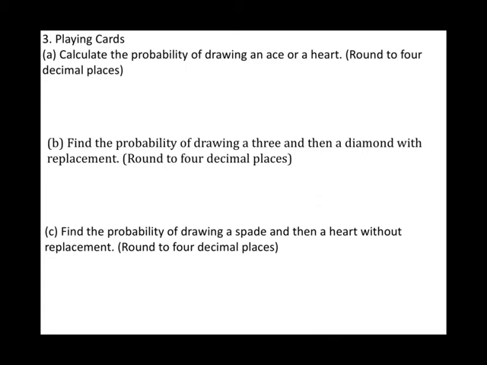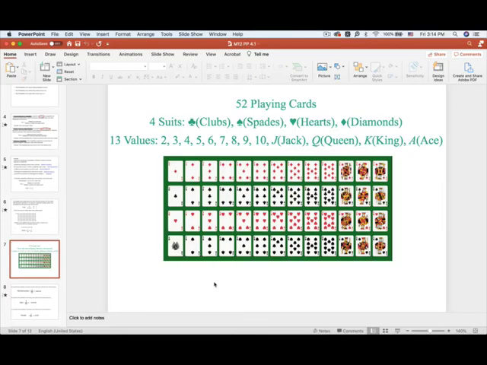Okay, example 3. Playing cards. Calculate the probability of drawing an ace or a heart. Here we are talking about the 52 playing cards. If you don't really remember that, you could review session 4.1, okay? I should have a slide to show you all the playing cards. This is one of the slides from session 4.1, and we have 52 playing cards. So if you are not really familiar with it, you could look at this picture.